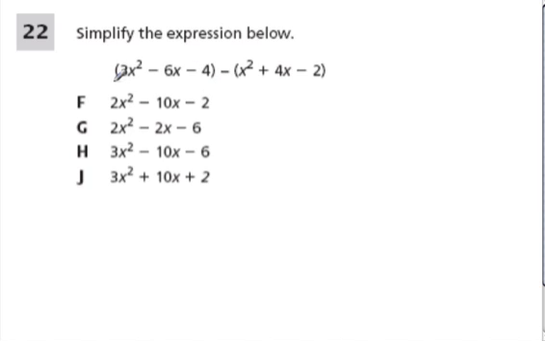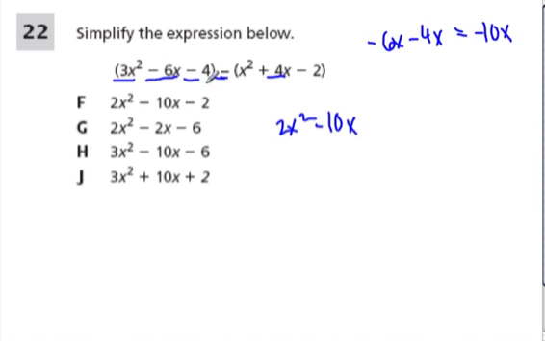Simplify this expression. So 3x squared minus what? Well, x squared. That's 2x squared. Negative 6x minus 4x. What's that? Well, we subtract 4 from negative 6, and we get negative 10x. So we have 2x squared minus 10x. And then we have negative 4 minus negative 2, which equals negative 2, right? Because it's like adding 2. So I get 2x squared minus 10x minus 2, and I would choose F.